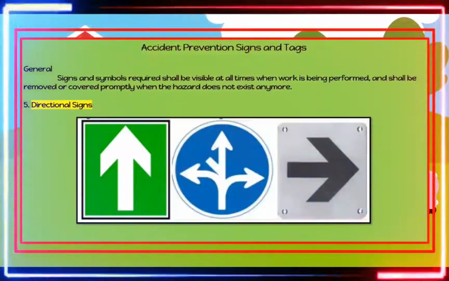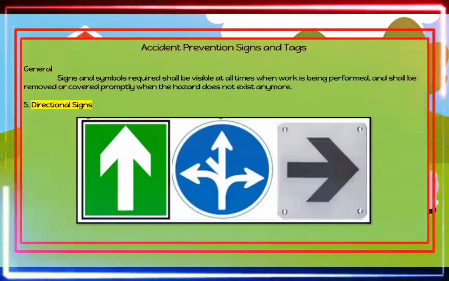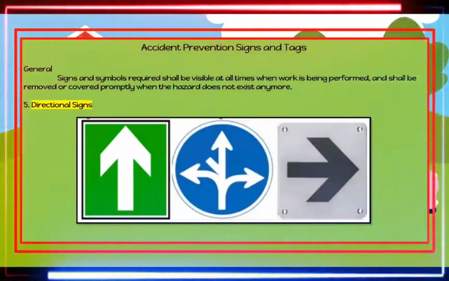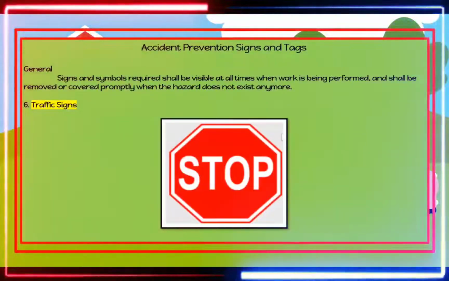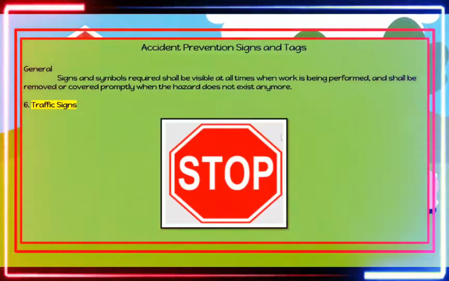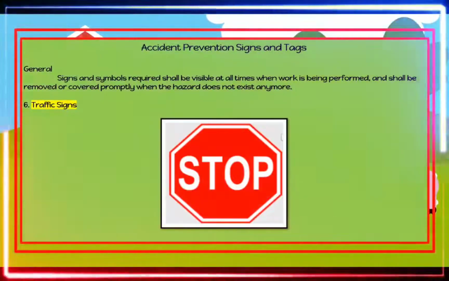Directional signs. Directional signs other than automotive traffic signs specified in the paragraph shall be white with a black panel and white directional symbol. Any wording on the sign shall be black letters on a white background. Traffic signs. Construction areas shall be posted with legible traffic signs at points of hazard. All traffic control signs or devices used for protection of construction workers should conform to Occupational Safety and Health Administration standards.